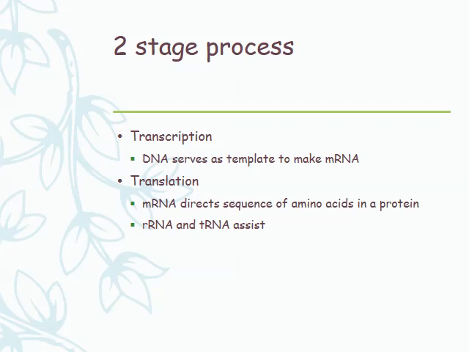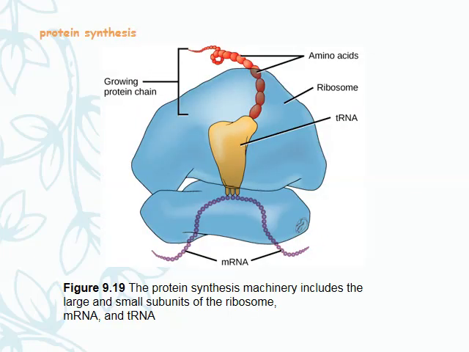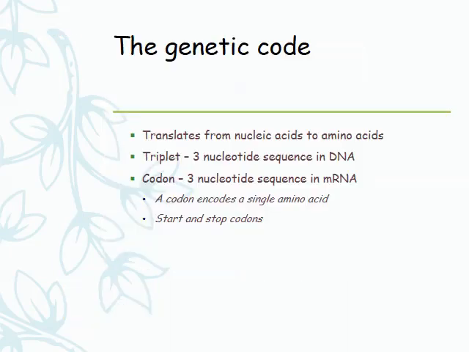The ribosomal RNA and transfer RNA assist. The ribosome is a protein synthesis machinery. It consists of a large and small subunit. On this diagram, you can see the growing amino acid chain. The DNA nucleotides code for the specific amino acids and specify their correct placement.